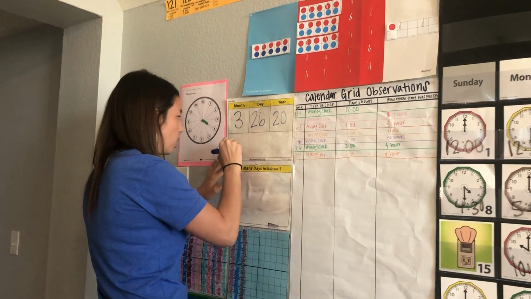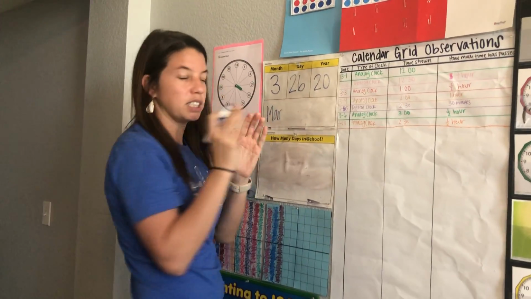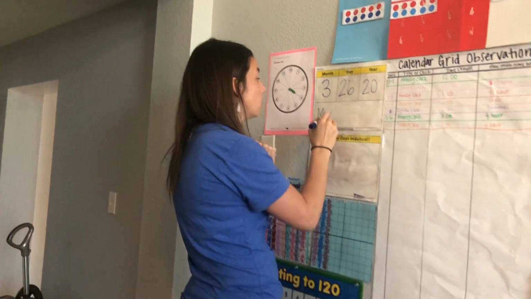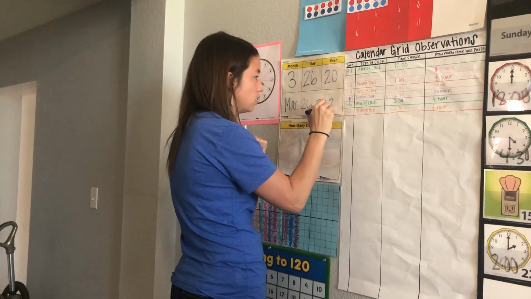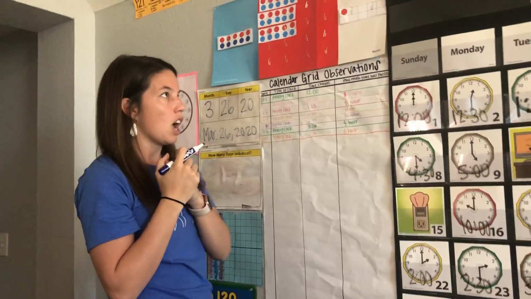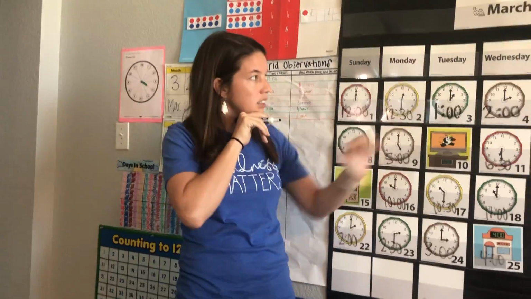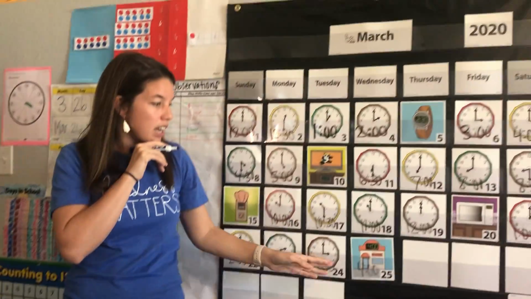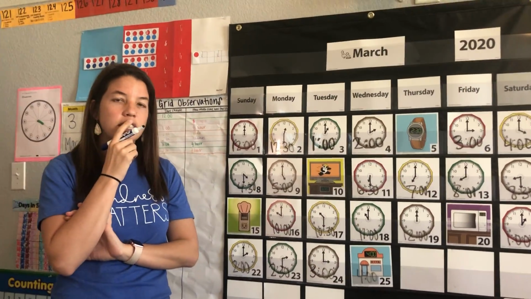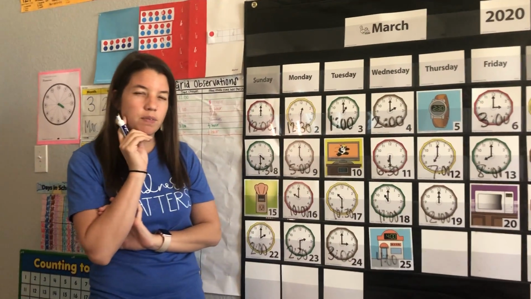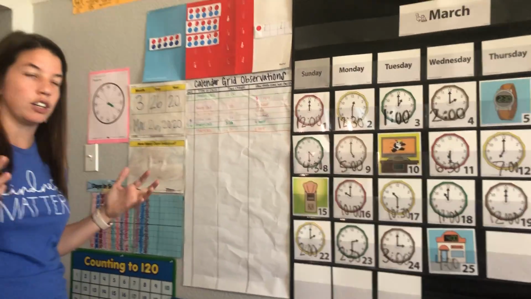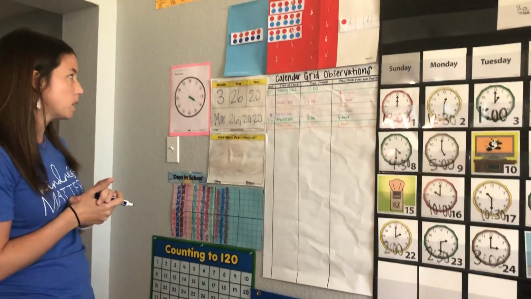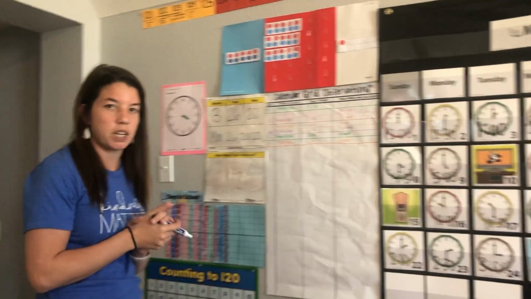Okay, so I'm going to write March, but I'm going to abbreviate it, which means just to make it shorter. So March 26, 2020. All right, and then what day of the week is it? Yesterday was Wednesday. So what day of the week is it today? That's right, it's Thursday. So let's say our whole date together. Today is Thursday, March 26th, 2020.